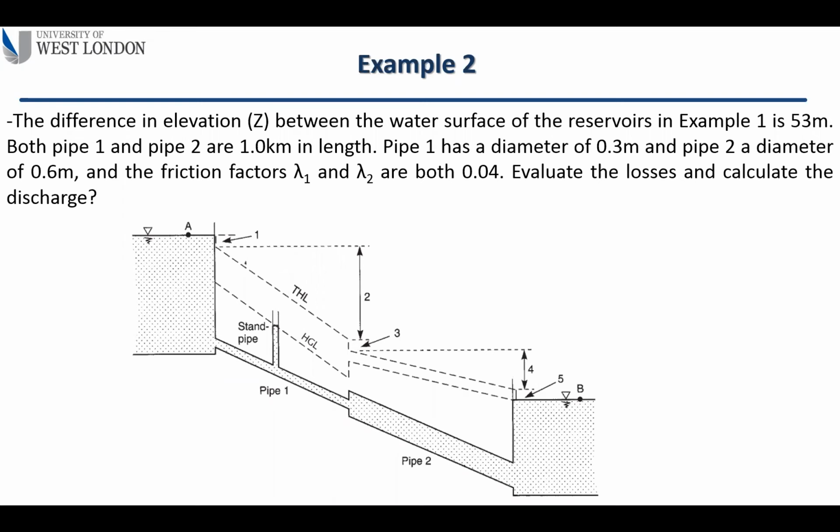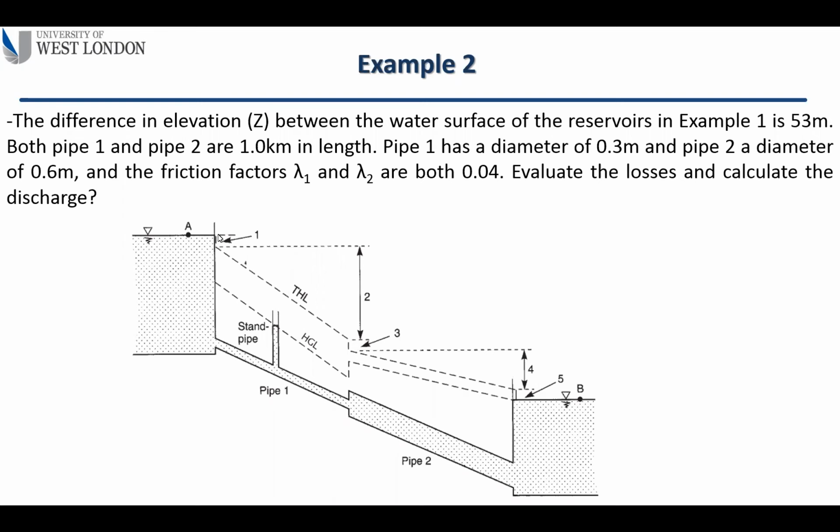The friction factor lambda 1 for pipe 1 and lambda 2 for pipe 2 are both the same, equal to 0.04. The question here is to evaluate the losses and calculate the discharge. We have only one discharge, since we just have a difference in level and a pipeline, so obviously the flow discharges from the upper reservoir to the lower reservoir. We need to calculate the rate of flow and the head losses.